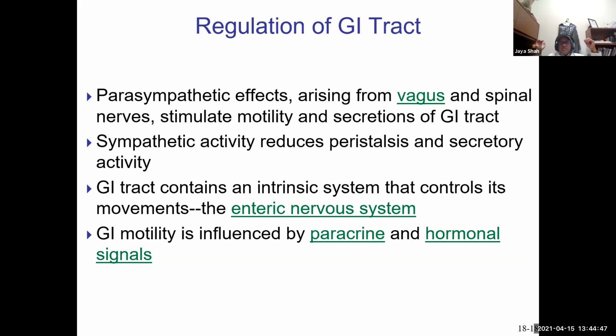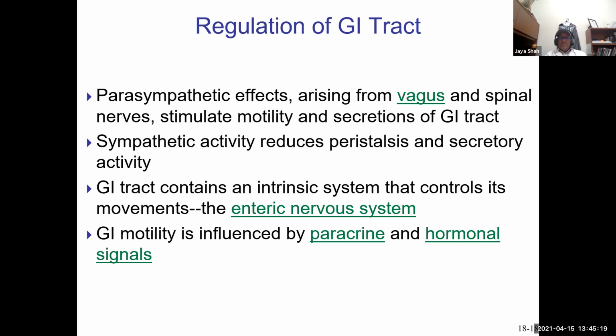The GI tract contains an intrinsic system. Apart from vagus control and autonomic control, this enteric nervous system also acts by itself. Like when you eat food and there is stress, they generate action potentials, and this enteric nervous system works independently. That's why it is slightly separate from the autonomic nervous system. So the GI tract contains an intrinsic system that controls its movement, the enteric nervous system.